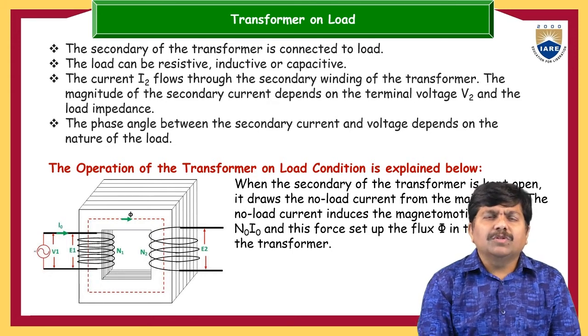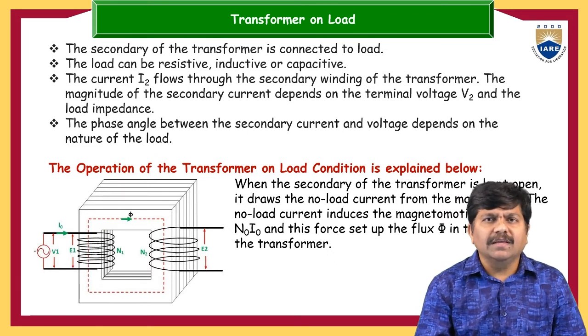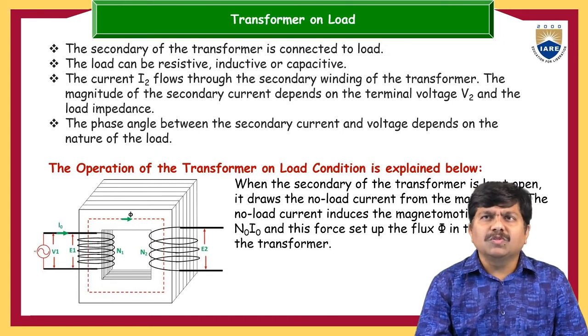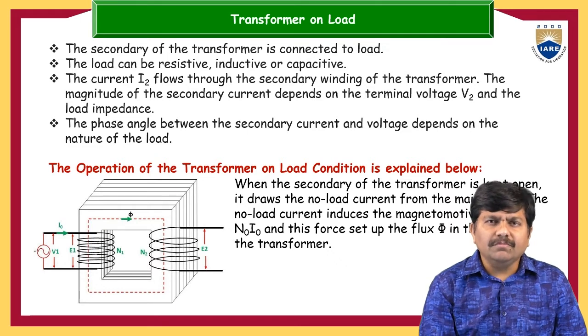So don't worry about the representation of the types of loads. Loads can be represented by their passive nature as resistive, inductive and capacitive, or classified by power factor into unity power factor, inductive and capacitive. Inductive means lagging power factor, and capacitive means leading power factor. The current I2 flows through the secondary winding of the transformer, and it is proportional to how much load we have connected to the secondary winding. Proportionally, current is drawn from the secondary winding: the secondary induced EMF E2 supplies the required current to drive the external load connected across the secondary winding. That is what happens.